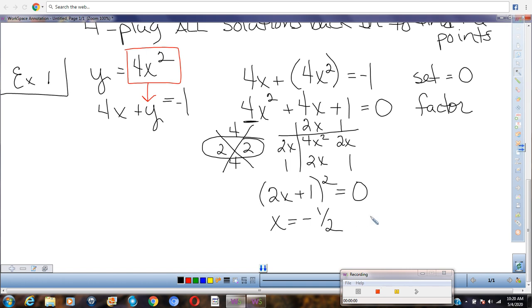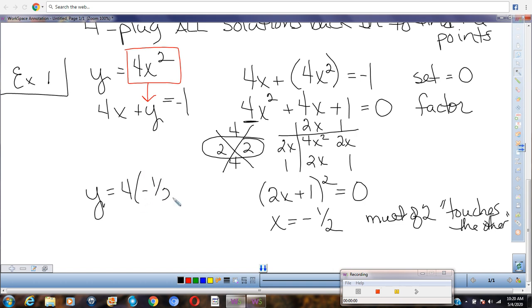Now again, I want to remind you that this is a multiplicity of 2. And what does a multiplicity of 2 mean? That really means that it touches the other, right? So when we had a multiplicity of 2, we said it touched and bounced off the x-axis. Here, when we're trying to compare the two, they're going to just touch. So we're just touching in one spot. I'm going to take this negative 1/2 now, and we're going to plug it back in. So we have y equals 4, our negative 1/2 squared.